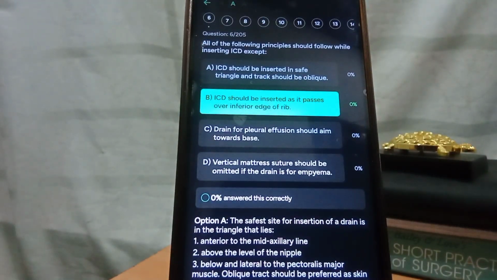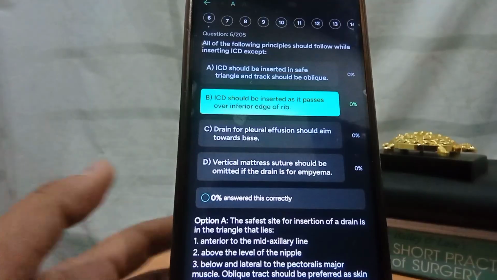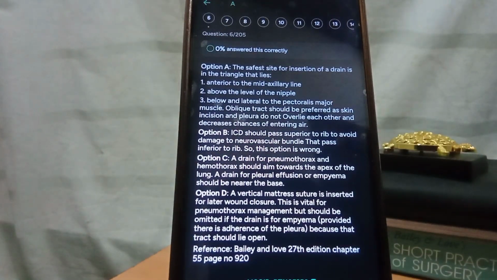The ICD should not pass over the inferior edge of the rib because the neurovascular bundle is there. So the ICD should pass superior to the rib to avoid damage to the neurovascular bundle. A drain for pneumothorax should aim towards the apex of the lung. A drain for pleural effusion or empyema should be near the base.